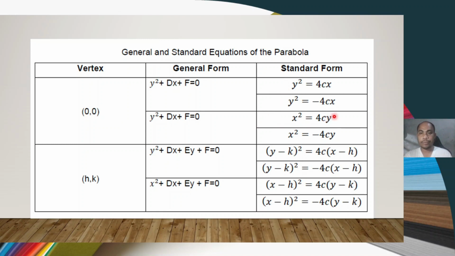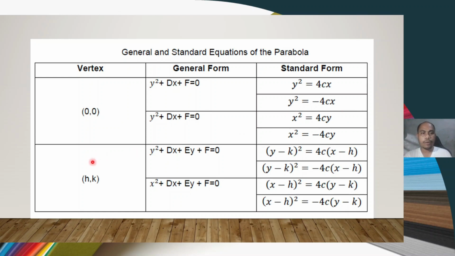The c here can be replaced; it can be p, or m, or any letter, just not y and x because they are part of the equation. Okay? Sir, why is there a negative here? These are the negative sides: x squared equals negative 4cy, and the other one is y squared equals negative 4cx.